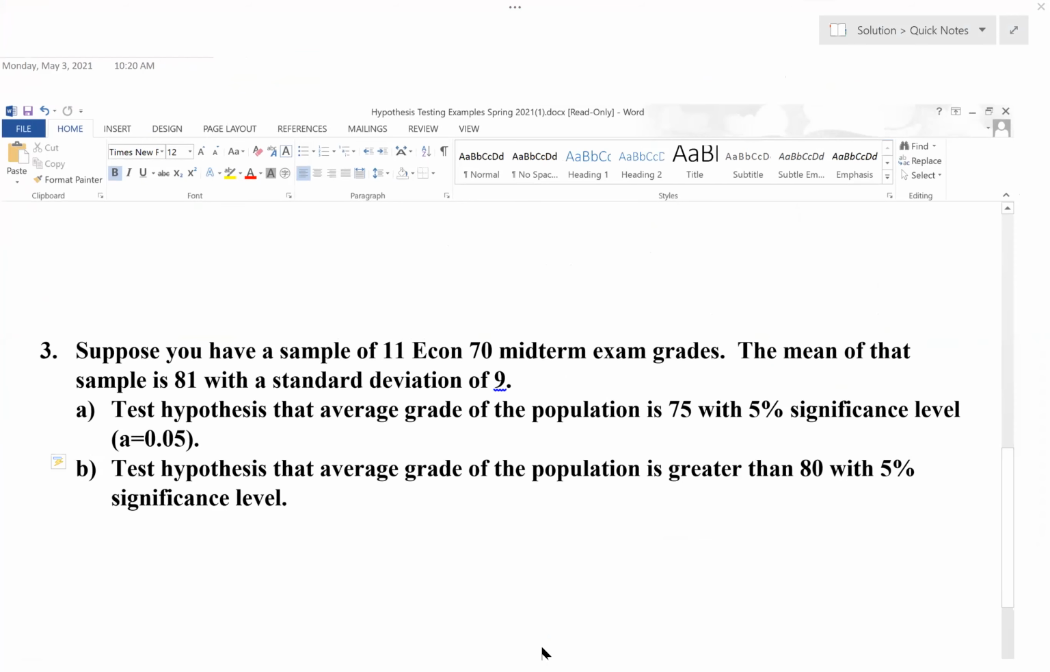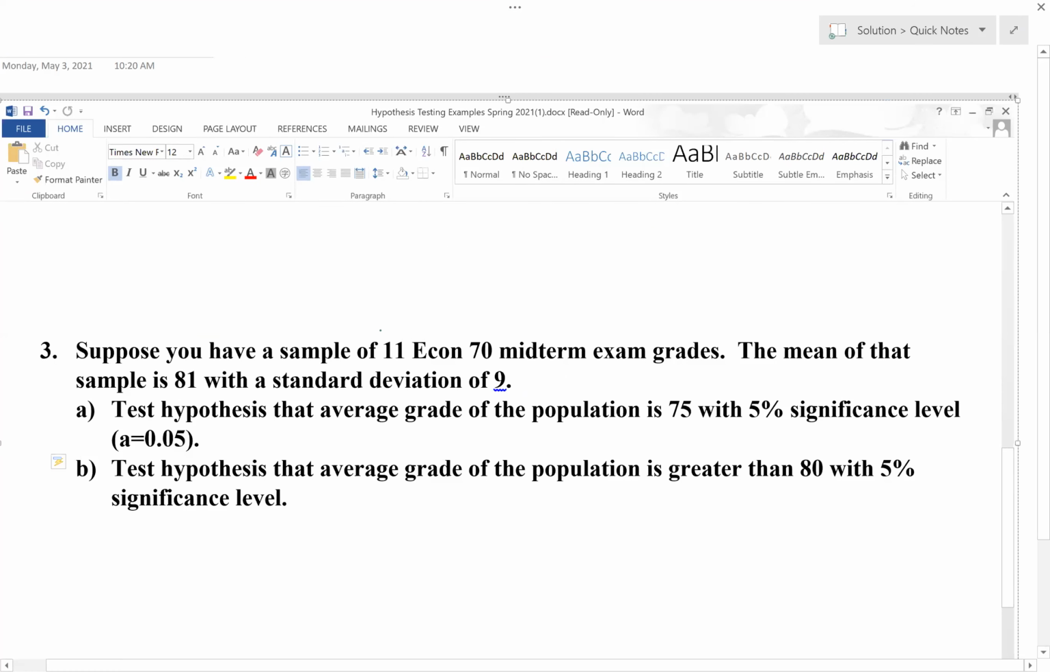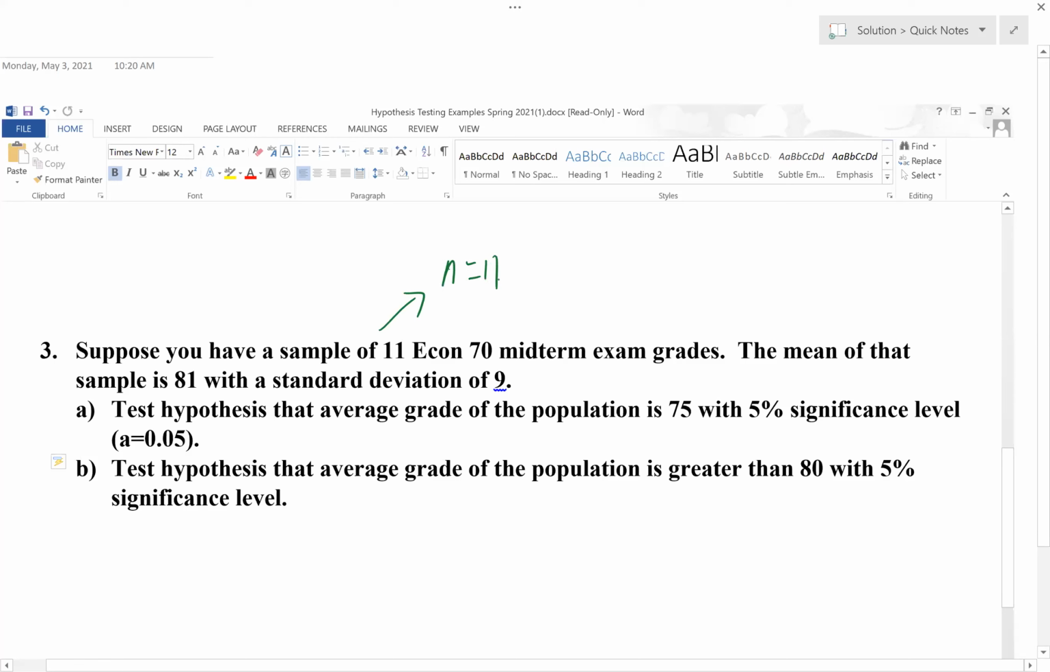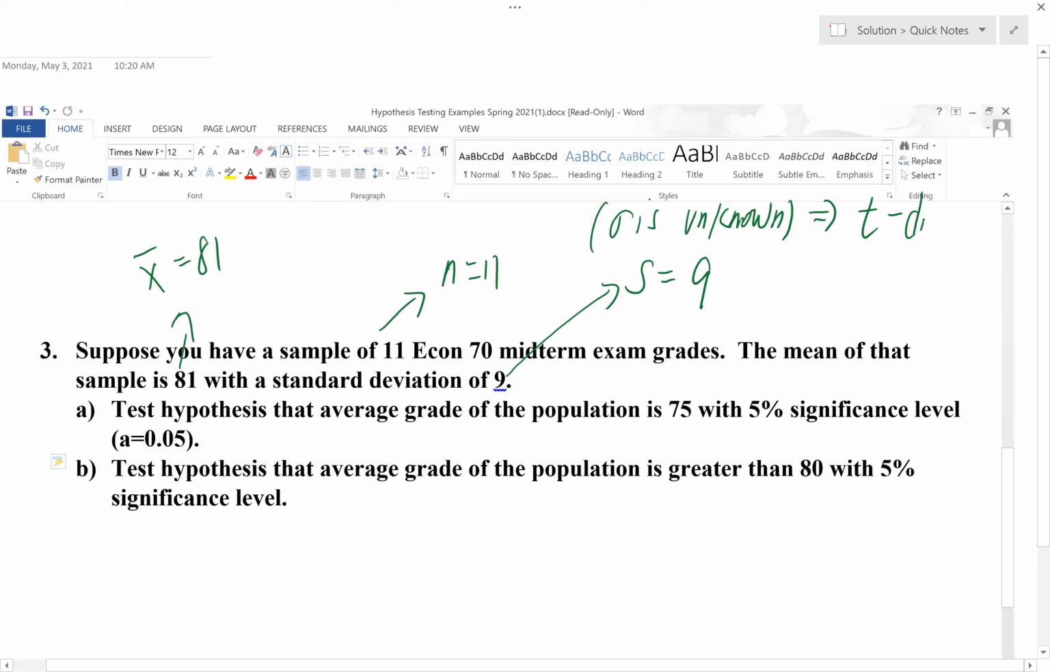So we know we have a sample here. That's the first thing we know. We have a sample of 11 grades, so sample size is 11. The mean of the sample is given: 81 is the sample mean. X bar is 81. And the sample standard deviation is given: s is 9. Since sigma is unknown, we're using the t-test. This is very crucial, right? You want to use the right test, the t-test, applying the t distribution here. That's what we find from the question itself.